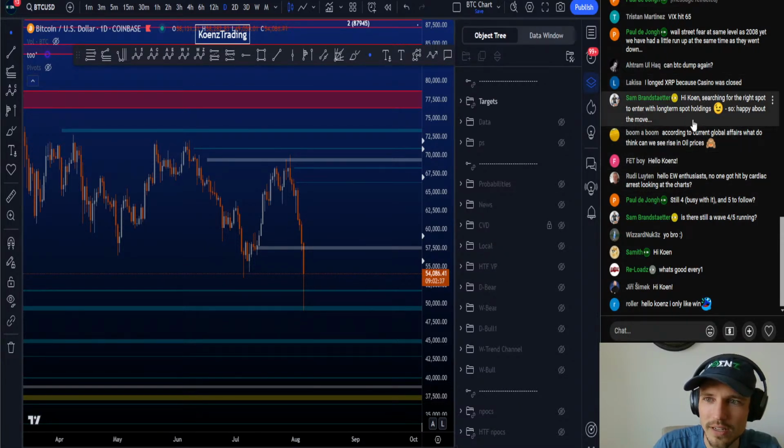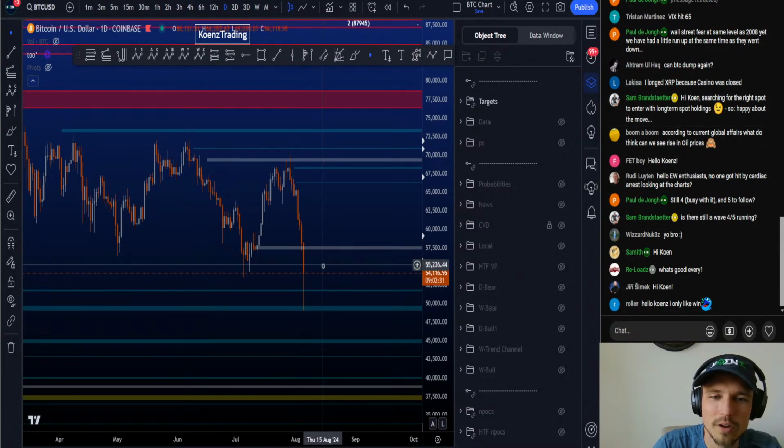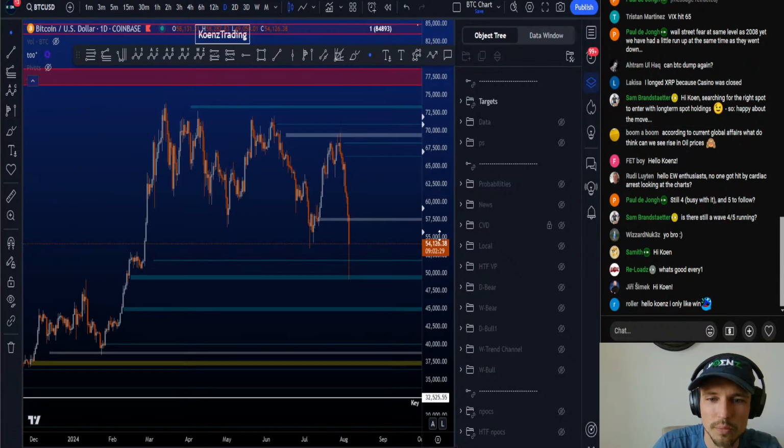XRP, good luck with the trade, Lakiza. Happy about the move. Lower is better, but all risk managed, even with long-term and hodl positions. Gotta have a plan, right? Also, you gotta know where to get out and take the loss. You gotta sometimes take that L. Yeah, it's part of trading, no? But hopefully you win more than you lose.